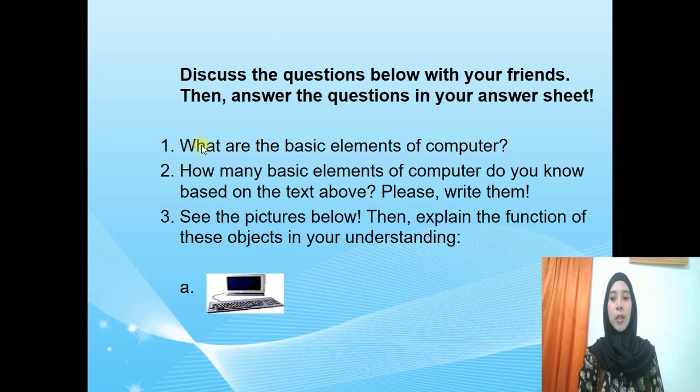And then question number 2. How many basic elements of computer do you know based on the text above? Please write them.